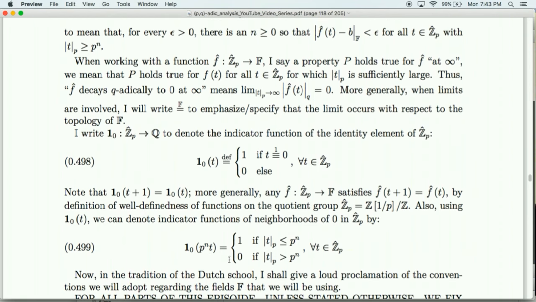Also note that we can denote indicator functions of neighborhoods of 0 by writing this. 1, 0 of p to the n t, this is going to be 1 if t's denominator is at most p to the n, and it's going to be 0 if t's denominator is bigger than p to the n.